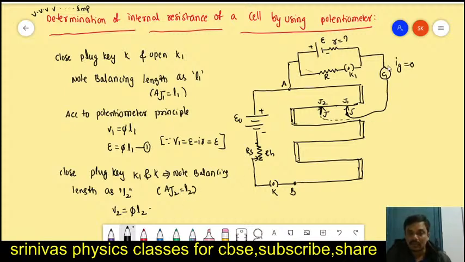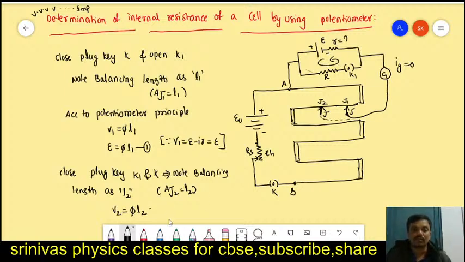Here the galvanometer shows 0 deflection, so the potential difference across AJ2 equals the potential difference across the cell. But one thing: the current through the galvanometer is 0, and when the plug key K1 is closed, the current flows in this closed path, but the current will not come outside. Current to the galvanometer is 0 because we note the balancing length at 0 deflection only. That's why there is a chance for current to flow through the cell.